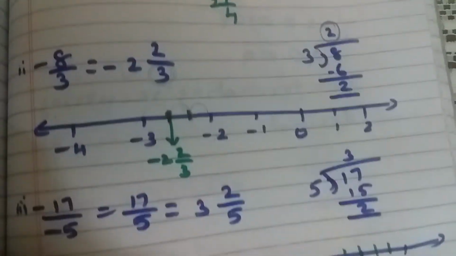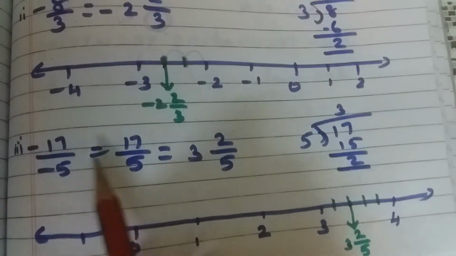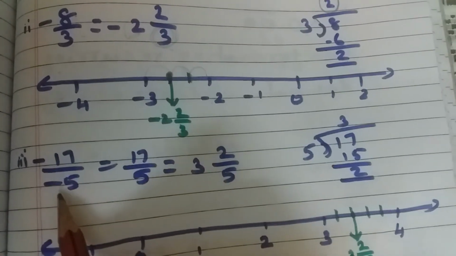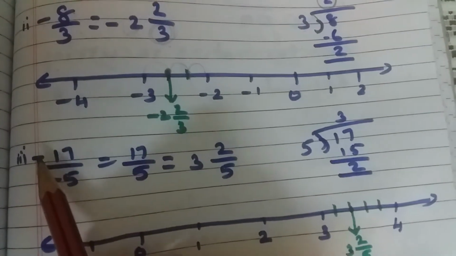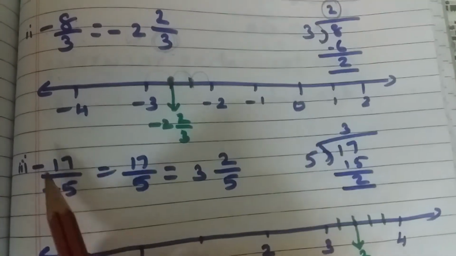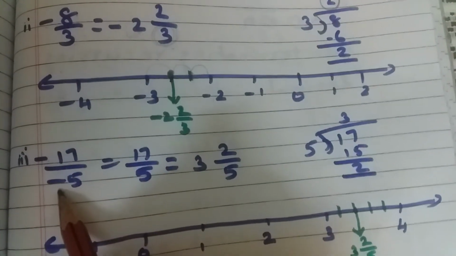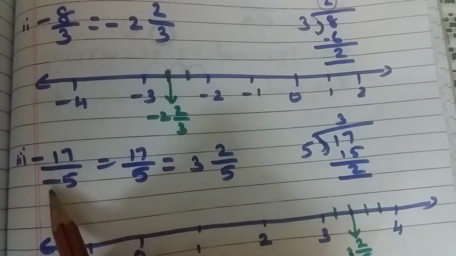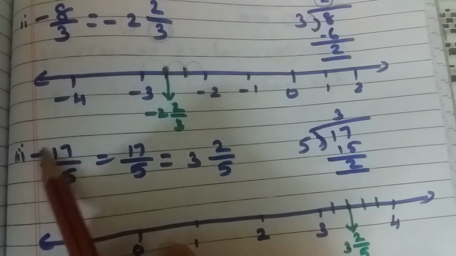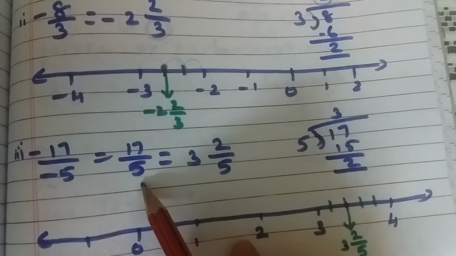Okay, next one is -17 by -5. First of all, we cannot have negatives in the denominator, so we have to write it in standard form. So minus divided by minus. When you divide or multiply two same signs, it is positive. So minus and minus becomes plus. It becomes 17 by 5.